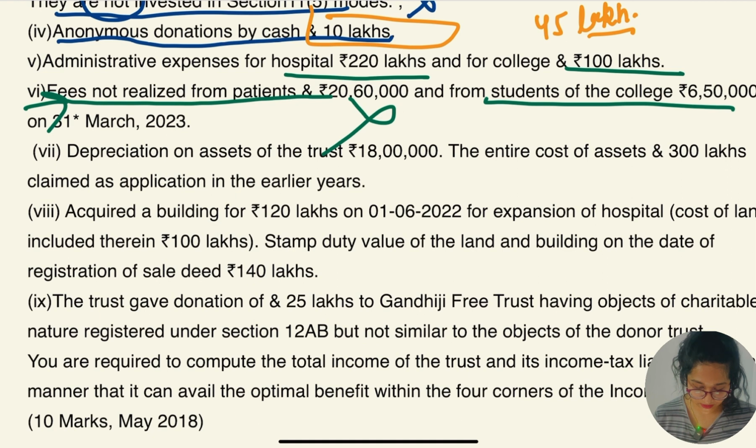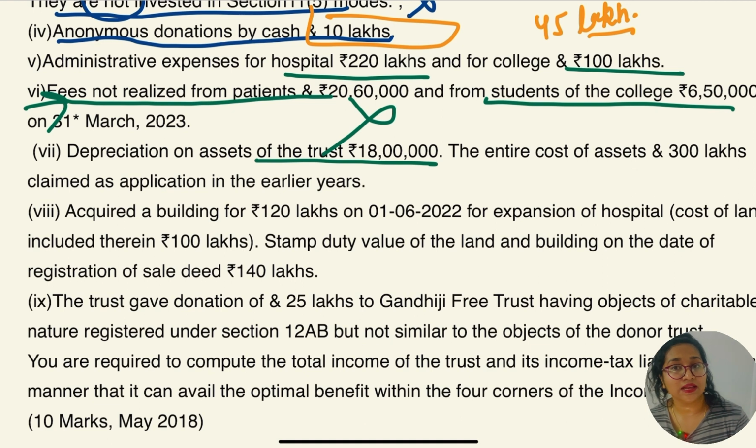Okay, this part is not going to be applied. Let's go for the other point, the 7th. Depreciation on the asset is 18 lakh. Now I will tell you one more thing: 18 lakh was the depreciation amount. What if the trust has already taken it as cost of asset? If it is taken as cost of asset, in that case depreciation is not going to be allowed, right?